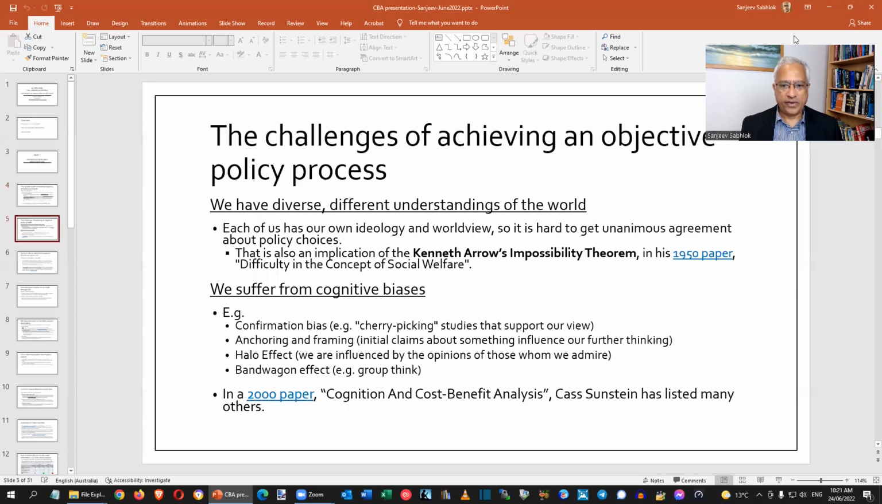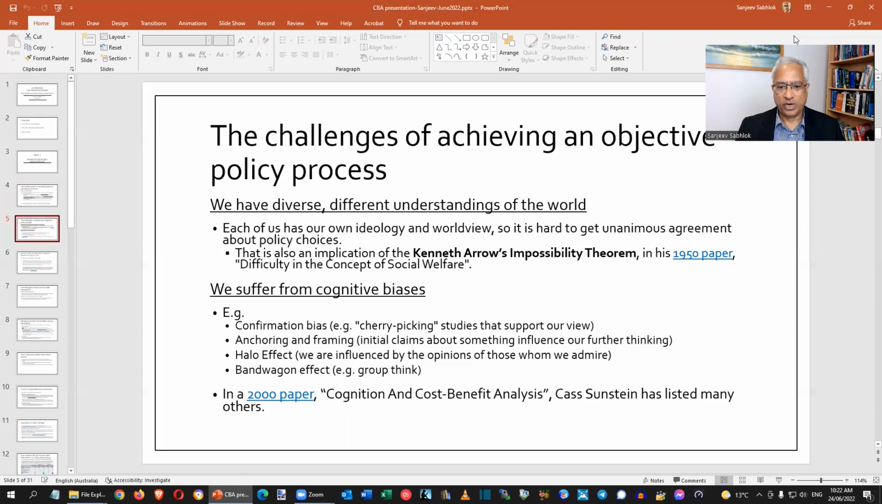Now, there are very serious challenges to this issue. This is not a simple exercise. So we are not in a position to achieve a very objective policy process for many reasons. One of them is that we all have different understandings of the world. We have different ideologies or worldviews, and we won't go into how they actually develop. Each of us is different in certain ways, due to environmental and other factors. In any case, it's very hard to get agreement about policy choices among people.